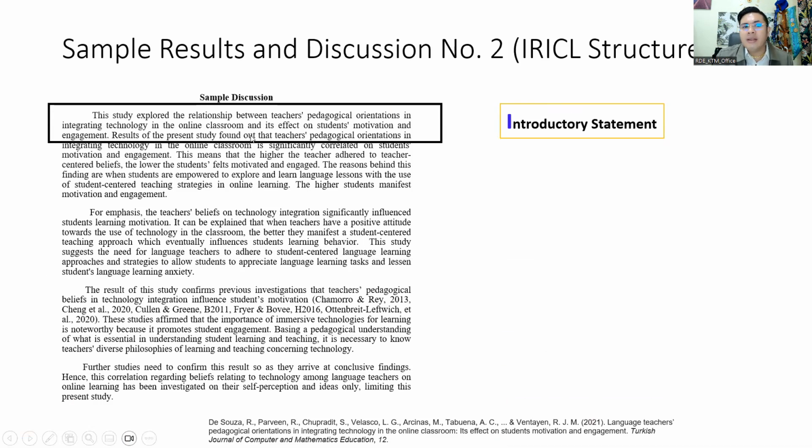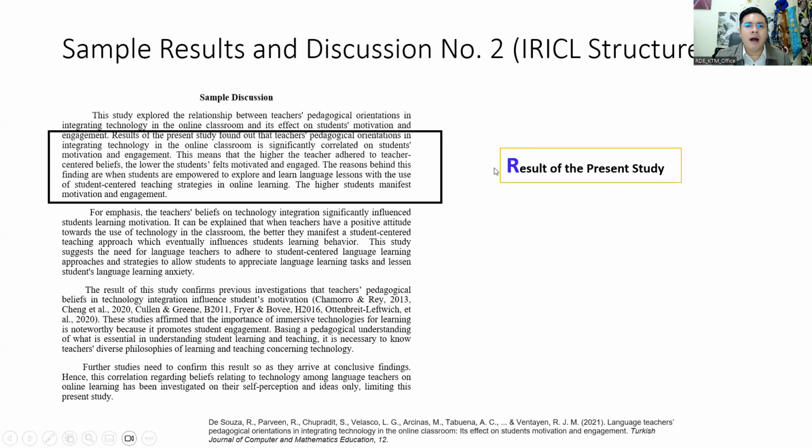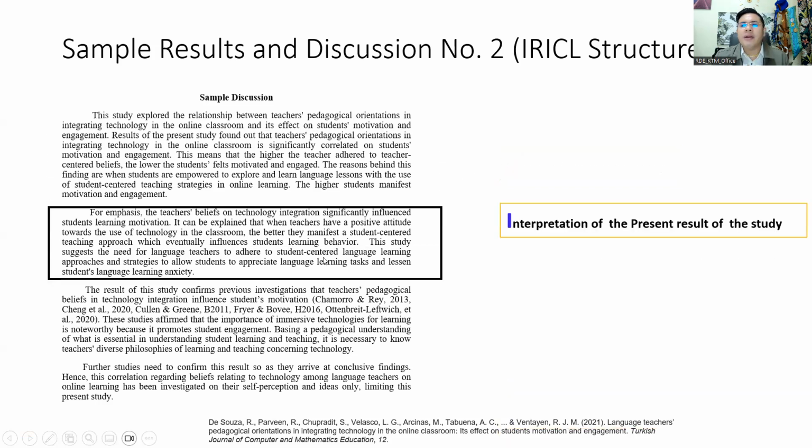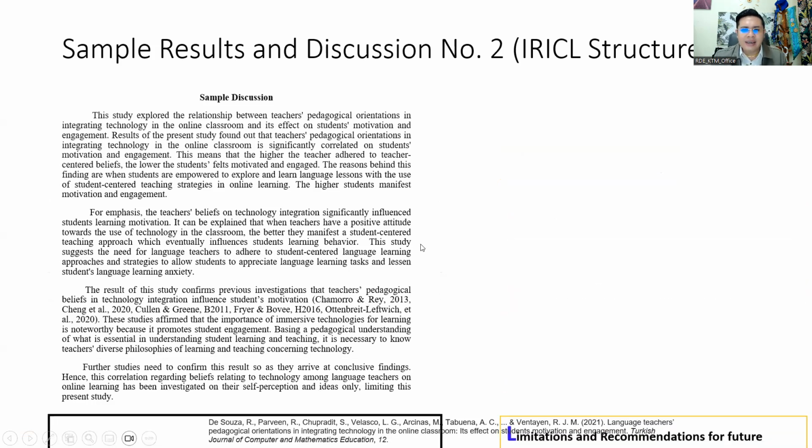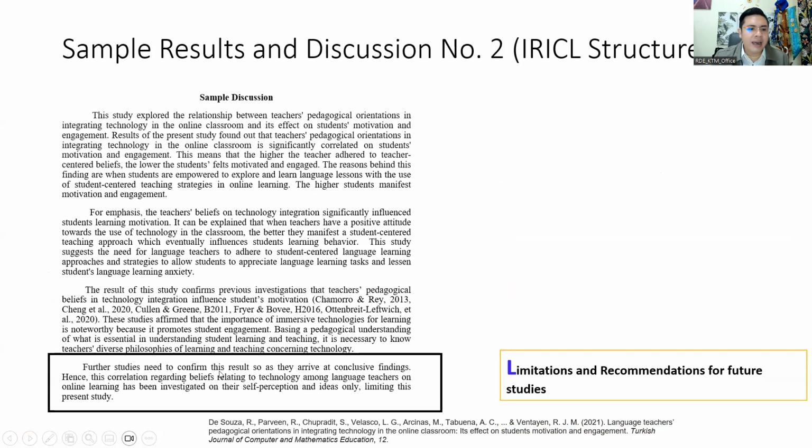So, introductory statement: the study explored the relationship. Okay, you must have an introductory statement. The second one is you must have the result of the present study. The result of the present study found out teachers' pedagogical orientation. This means the higher the teacher adhered to teacher-centered beliefs. Then, interpretation of the present results of the study. Then, comparison with the previous literature. The result of the study confirmed previous investigations by author, year, and author, year. And lastly, limitations and recommendations for future studies are here.